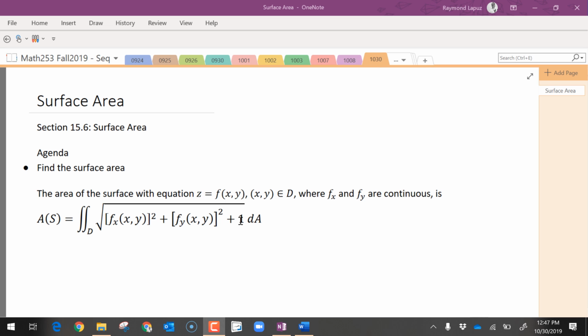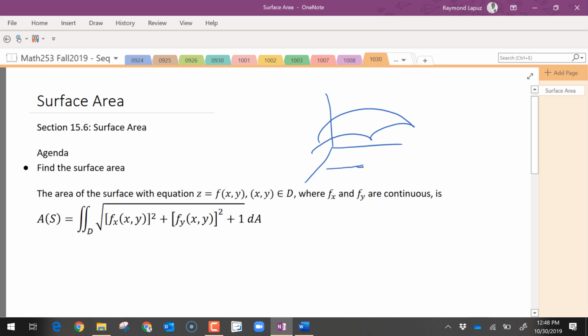So this formula, if you look at it carefully, should look really similar to the arc length formula. That's because it's really just looking at an arc length in a couple of different places, or in a couple of different directions. So the idea behind this is to take a look at your surface and look at the domain that your surface is in.